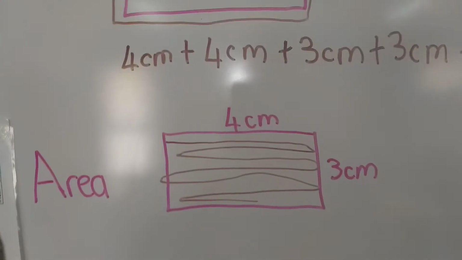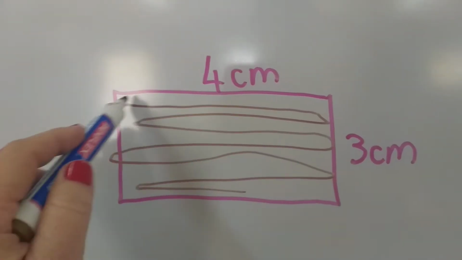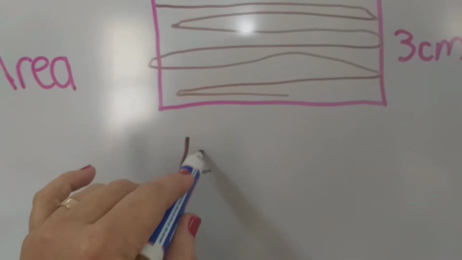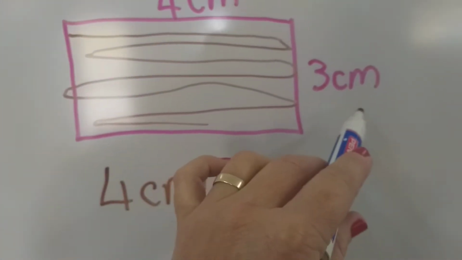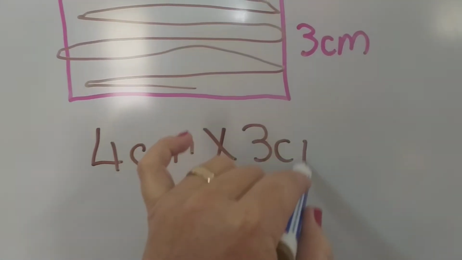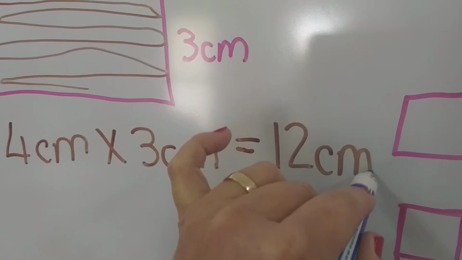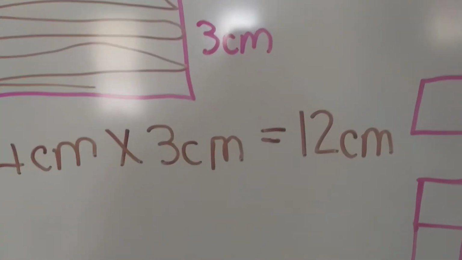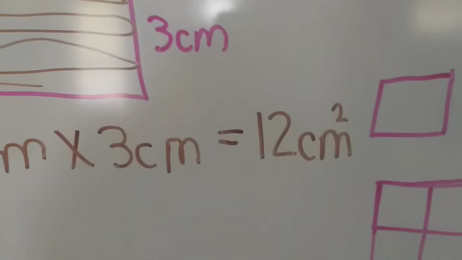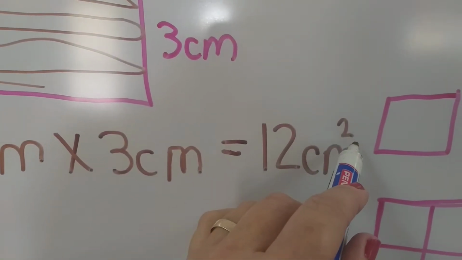If you look at this rectangle, it's the same one. The length of the object, and remember the length is always the longest side, is 4 centimeters, and you times it by the width, which is 3 centimeters. And 4 times 3 is 12. When we do area, we don't say that it's 12 centimeters. We have to say it's 12 centimeters squared.